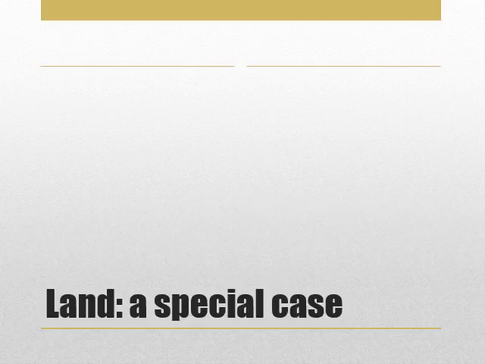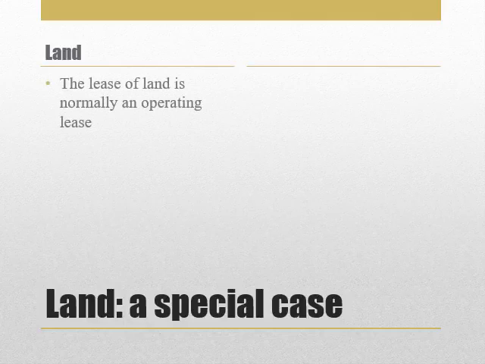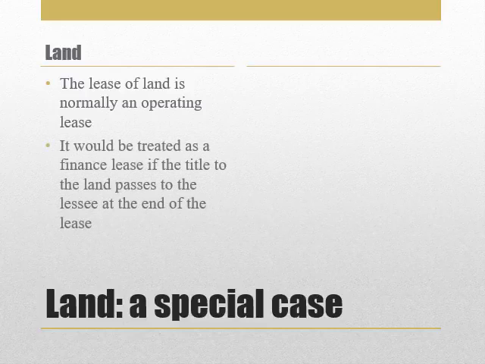Now, I'll just make a note about land, because the lease of land is normally an operating lease. I suppose the most common exception to this is where the title to the land passes to the lessee at the end of the lease. Under those circumstances, we would treat it as a finance lease, but that situation where the ownership passes to the lessee at the end of the lease is pretty rare, so normally the lease of land is going to be an operating lease.